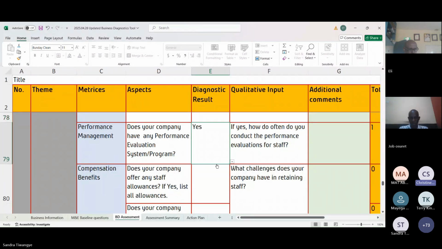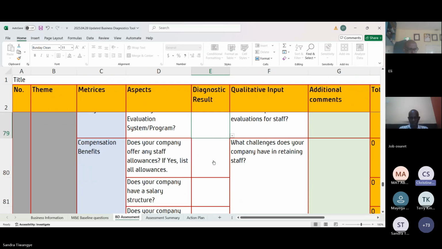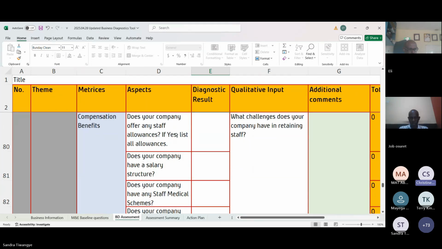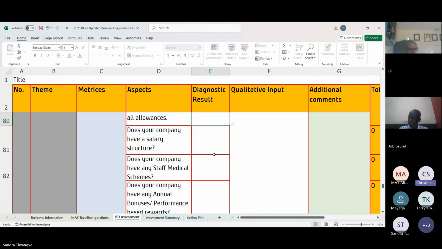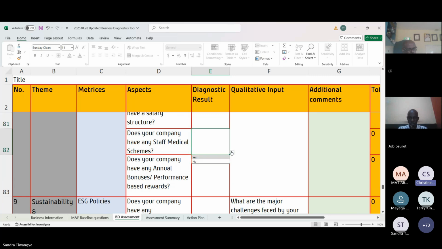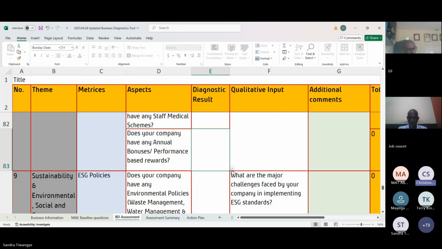And when we look at compensation benefits, do you offer any allowances? If yes, you list which allowances. And let us know also if you have a company salary structure for your staff, and whether you have any staff medical schemes and annual bonuses and performance rewards. So that would pretty much sum up your HR performance.